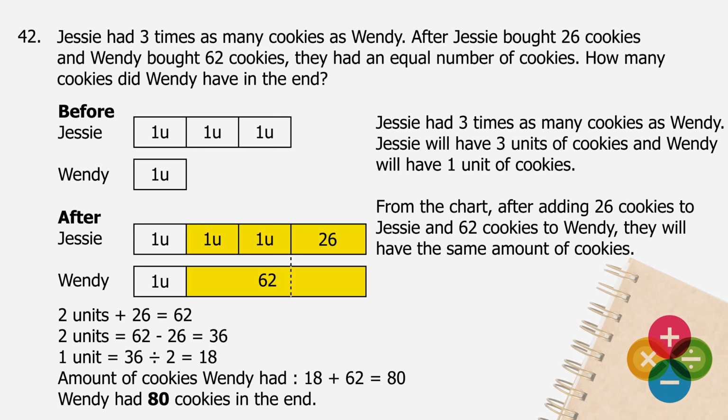If we cross out 1 unit of cookies from Jessie and Wendy, we can see that Jessie's 2 units of cookies, plus 26 cookies, is equal to Wendy's 62 cookies. 2 units of cookies will be, subtract 26 from 62, and the difference is 36. 1 unit of cookies will be, divide 36 by 2, and the quotient is 18. The amount of cookies Wendy had will be, add 18 to 62, and the sum is 80. Wendy had 80 cookies in the end.